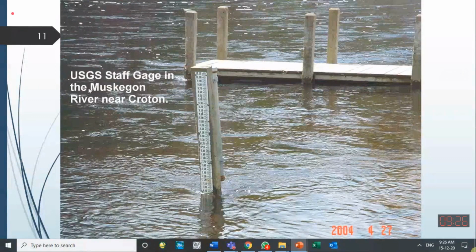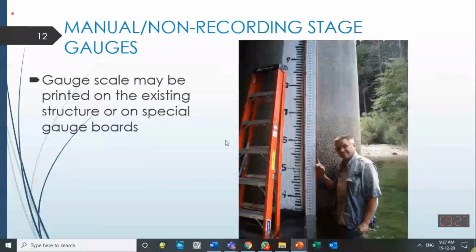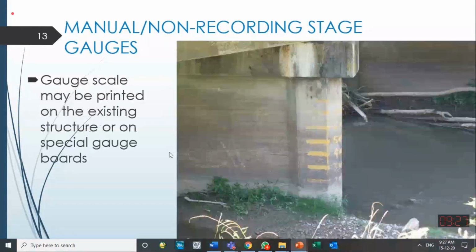Here is a figure of the USGS staff gauge on the Muskegon River near Croton, USA. So this is the USGS staff gauge, installed locally at that place, and you can see the difference. Here is a staff gauge installed somewhere, I think on the Ravi River, close to Jassar. They have just marked it over there and they are using it.